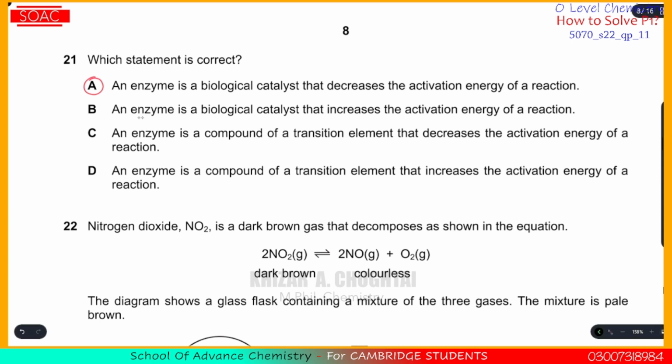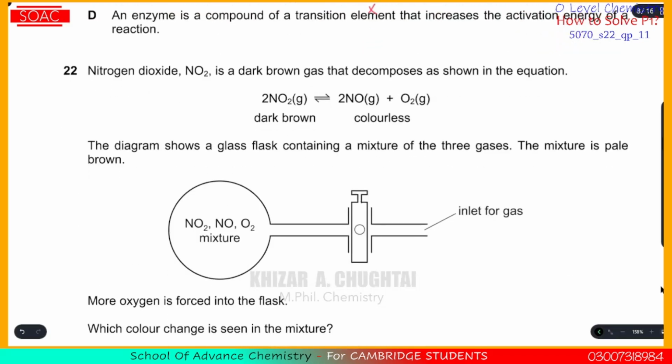However, let me check the other options. Enzyme is the biological catalyst. It is true that it increases the energy of activation? No, it decreases. Enzyme is a compound of the transition metal? No. So again, it is confirmed that A is the correct option.